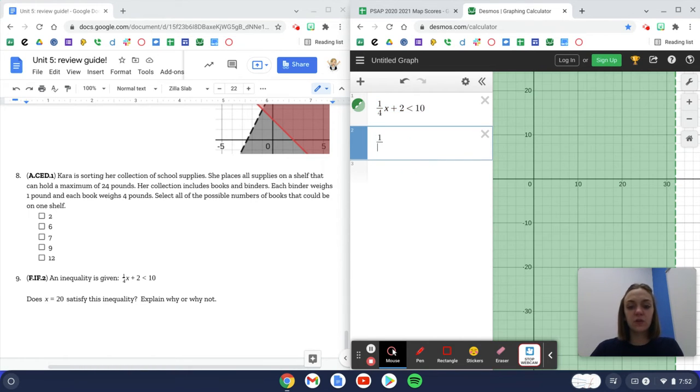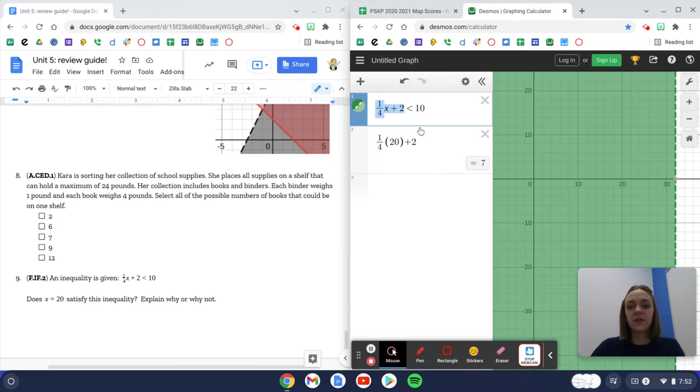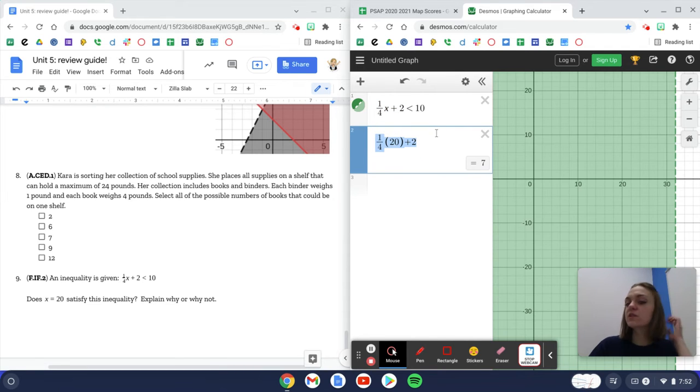Another thing that we could do is plug in 20 for x. So I took this and I just put it down here and I put in a 20 for x. And if this number is less than 10, then that means you are good. 7 is less than 10, that is true. So x = 20 has to satisfy the inequality.